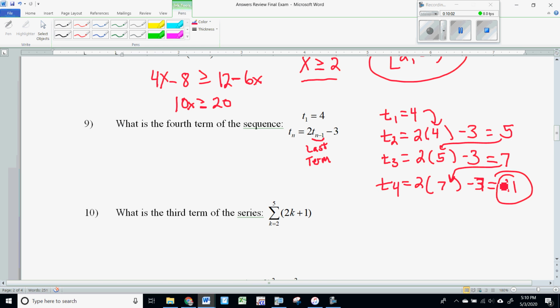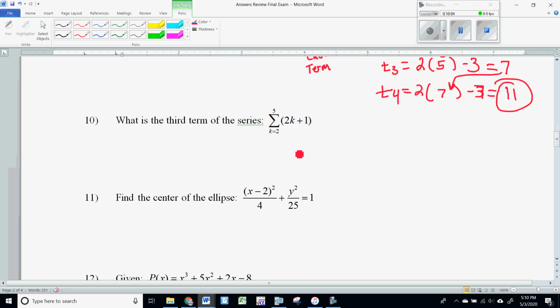If we have a series with sigma notation, remember the bottom number is the start, the top number is where you end. If we just wanted to evaluate this and find what it equals, summing up all the terms, we can do that in the calculator. But if we want to know what the third term is, we have to write it out.